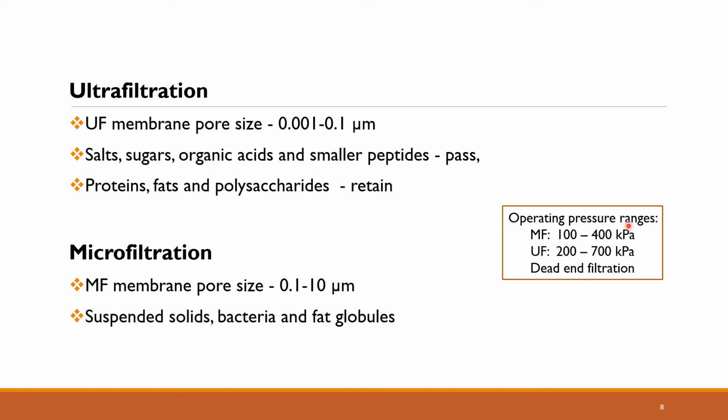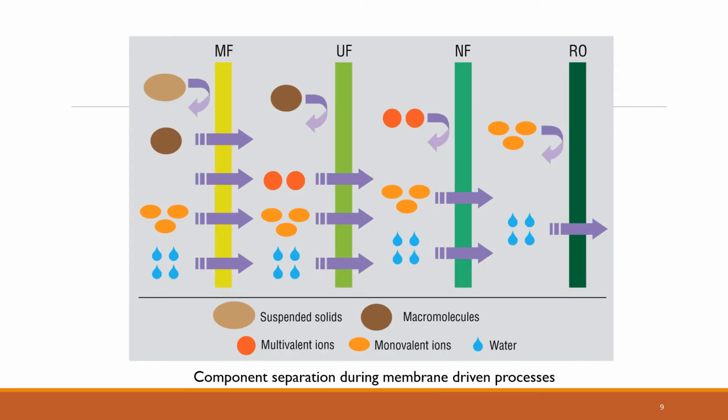The operating pressure ranges here for microfiltration is the lowest, between 100 to 400 kilopascal, whereas for ultrafiltration it is between 200 to 700 kilopascal, that is higher than the microfiltration process. And the mode of filtration is dead end filtration, wherein the fluid will flow perpendicular to the membrane. This is how the separation of components takes place during membrane filtration processes.